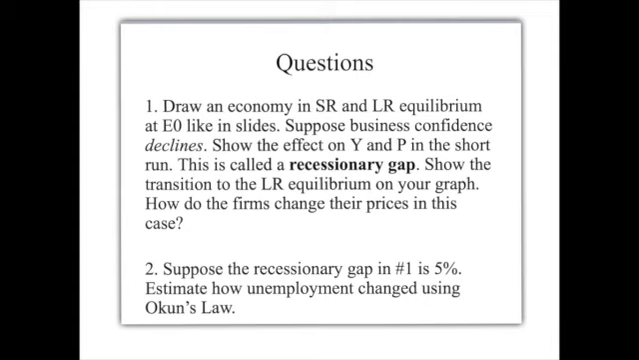And then the second question asks you about the recessionary gap in question number 1 is 5%. So we want you to estimate how unemployment has changed using Okun's law. If you haven't seen the video on Okun's law, it's pretty short and pretty straightforward. So go ahead and watch that video and do this question. That's my recommendation. If not, you can wait until the next section, SF6, where we're going to talk about Okun's law.